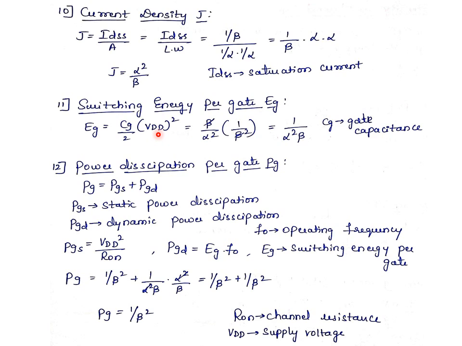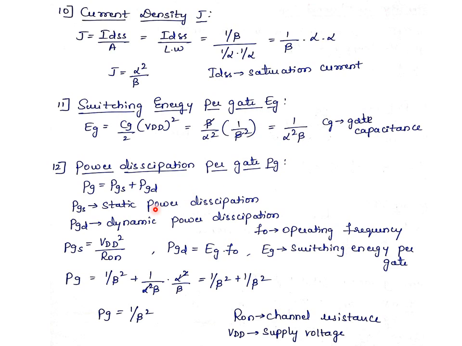The supply voltage can be scaled by a factor of 1 by beta. Since I have a square here, I have substituted 1 by beta square. If I simplify this, I'll be getting 1 by alpha square into beta. So this is the scaling factor for switching energy per gate.